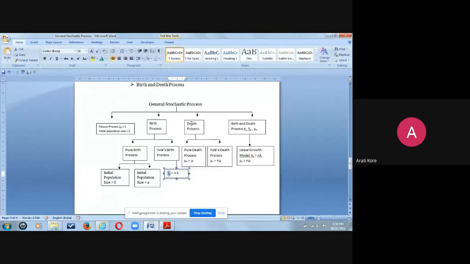Next, what we are going to do is study the death process. In that again, pure death process and Euler's death process. What happens in the pure death process? The rate of decay, rate of death, rate of departure is independent of population size. So mu n is equal to mu. In Euler's death process mu n is equal to n mu.